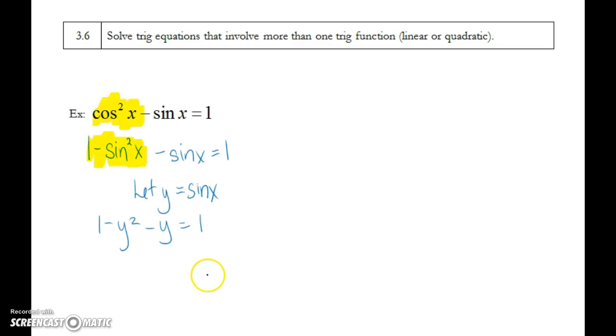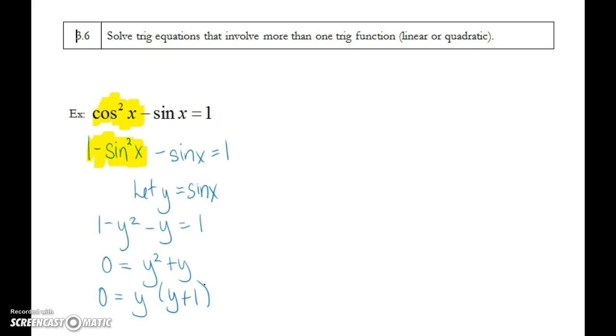And to solve a quadratic equation, we generally want to set it equal to 0. It's nice to have y squared positive, so I'll bring everything over to the right side. Add y squared, add y, and subtract 1. And we get 0 equals y squared plus y. We can factor this equation now. Notice that there are two terms and they both have a y in common. So we can factor out a y, and we're left with y times y plus 1.